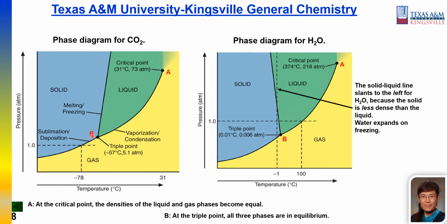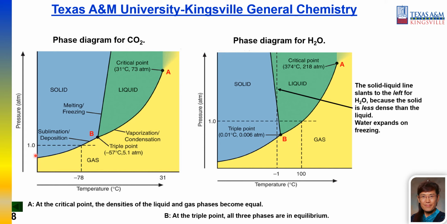You also have a point B. Point B, you call it the triple point. For CO2, carbon dioxide, the triple point is negative 57 Celsius at 5.1 atm. So this point refers to solid, liquid, and gas at equilibrium. You have three phases which coexist. Your line 1, let me call this line 1.